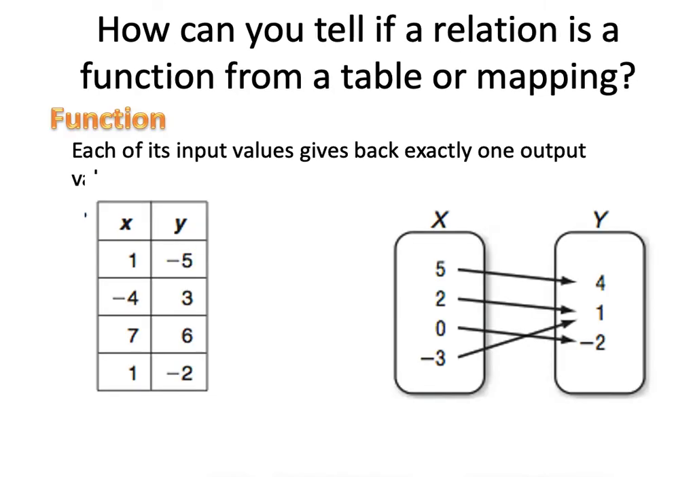How can you tell if a relationship is a function from a table or a mapping, right? All right, so again, take a look at this table. Is this table on the left a function? And is this mapping a function? Now, they both could be functions, they both could be not functions. Talk to your neighbors, see what they think. Each of its inputs gives back exactly one output.